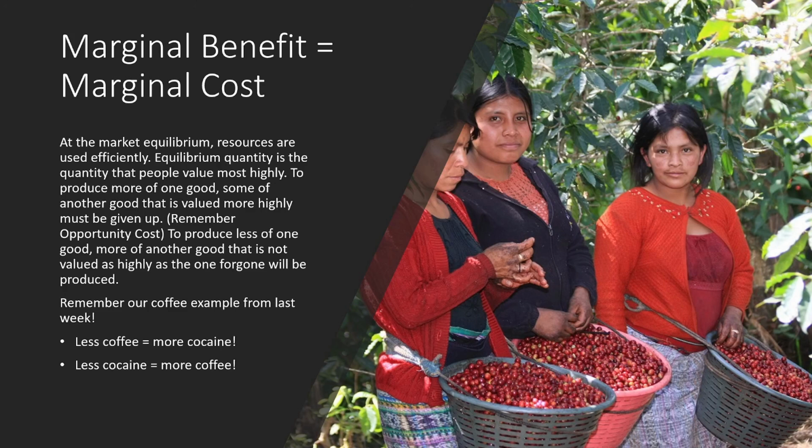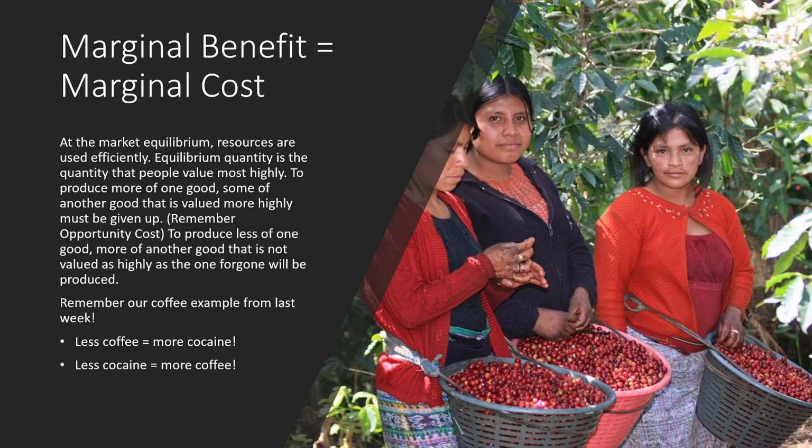Remember, when all the forces of supply and demand are in equilibrium, resources are used efficiently. The equilibrium quantity is the quantity that people value most highly. To produce more of one good, some of another good that is valued more highly must be given up. Remember opportunity cost. To produce less of one good, more of another good that is not valued as highly as the one foregone will be produced.